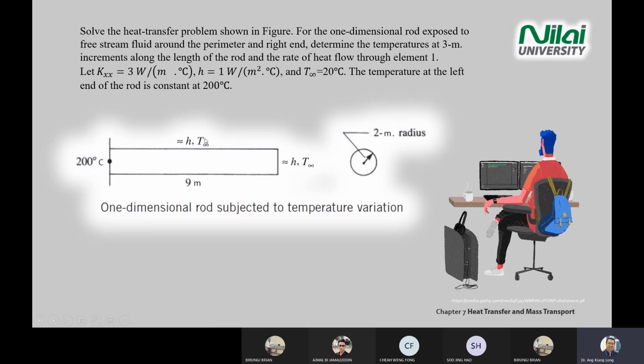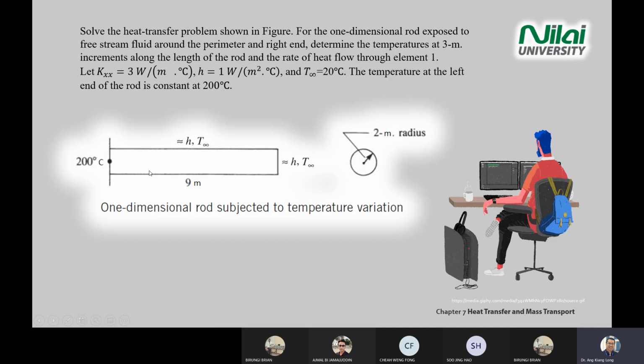And you're given the h infinity on the side and on the end here. Radius 2 meter. You need to solve the heat transfer problem. The rest is given, and you need to determine the temperature at 3 meter from the side here. So what is T over there?